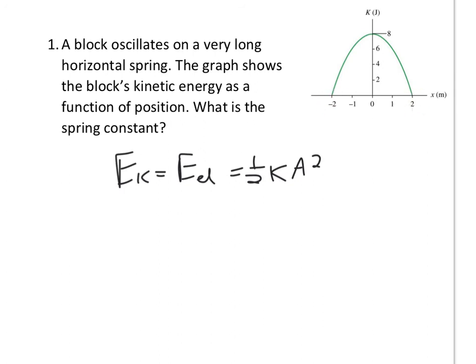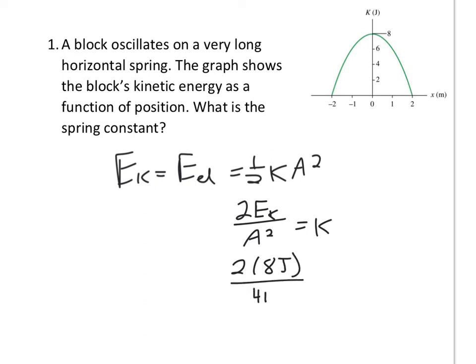The amplitude is 2. It doesn't matter if you use negative because you're squaring it. So isolating to solve for k, we get 2 times the kinetic energy over A squared will give me the spring constant. 2 times 8 joules, reading that straight from the graph, over 4 meters squared equals k. 16 divided by 4 gives me 4 Newtons per meter for the spring constant. So just a simple problem reading the graph.